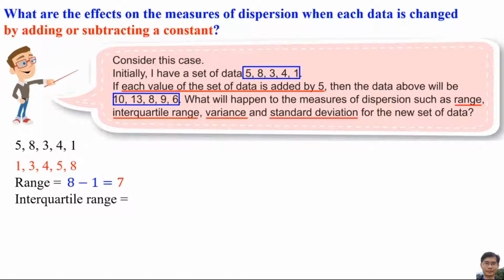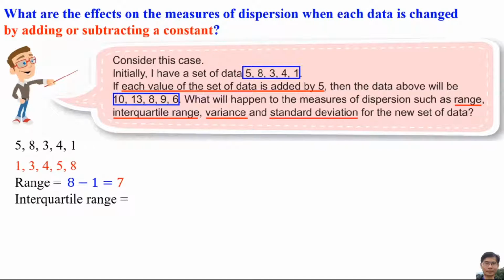How can it be 4 minus 8? Interquartile range is always positive. Okay, let's see the answer. The third quartile minus the first quartile. Before that, you need to find the median.